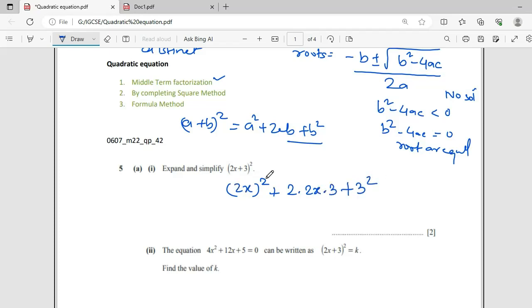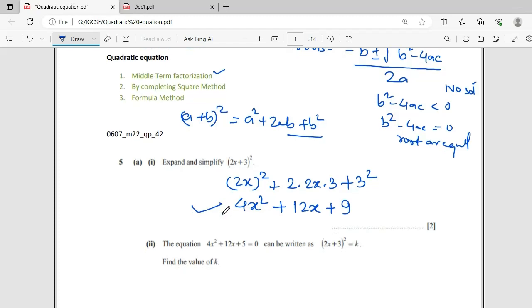So 2 square is 4. The answer will be 4x square plus 2 into 2 is 4, 4 into 3 is 12, so I'm going to write 12x, and 3 square is nothing but 9. Now if you see, this is x square, this is x, and this is 9. They are not like terms, so we cannot add or simplify further, and this will be our answer. This is how we can expand and simplify.